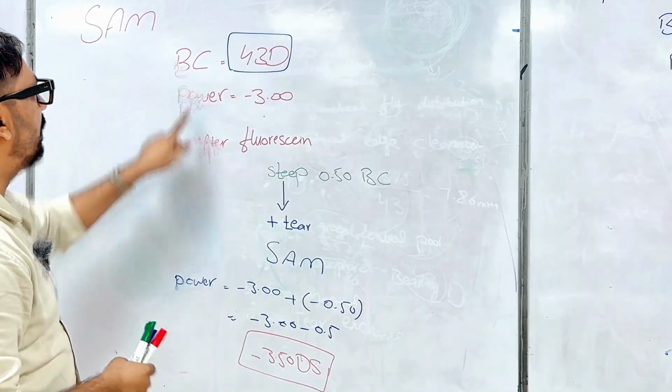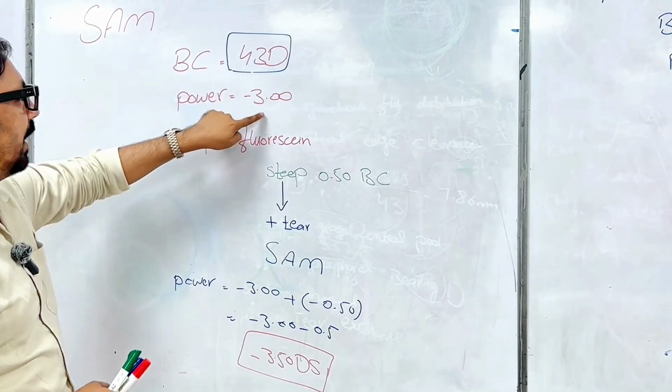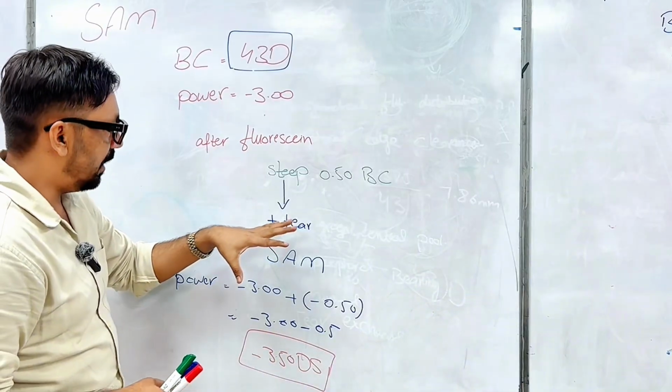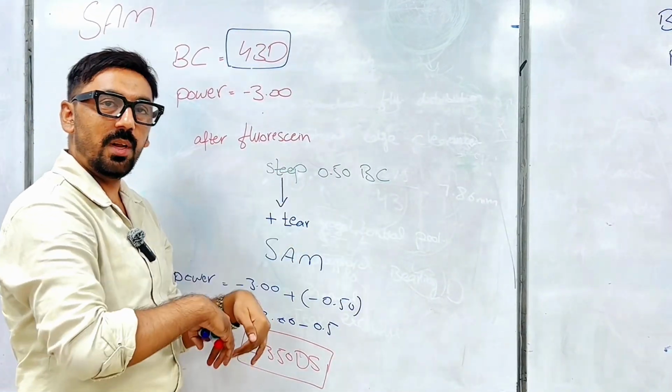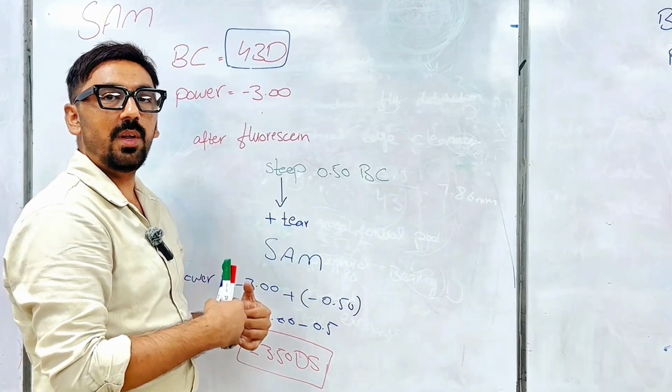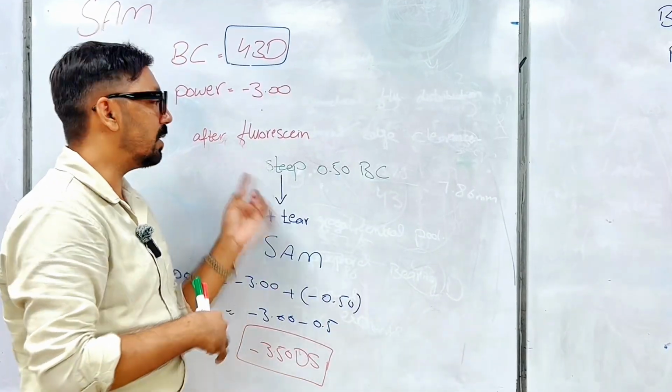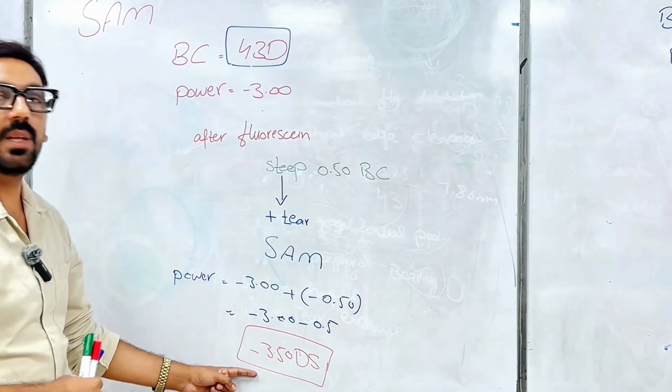So for example, if the base curve is 43 diopters, the power is minus 3, and I decided to steepen the base curve, steepening will cause a positive tear lens, and to neutralize that positive tear lens, I have to add minus according to the SAM rule. So the final power will be minus 3.5.